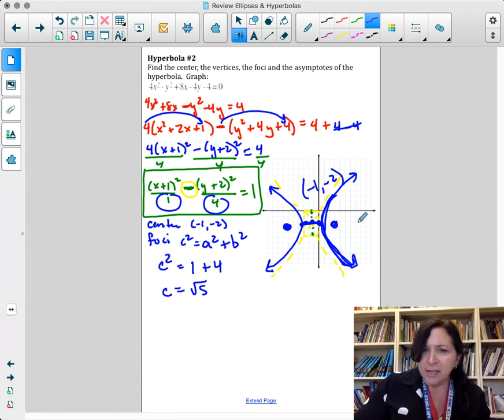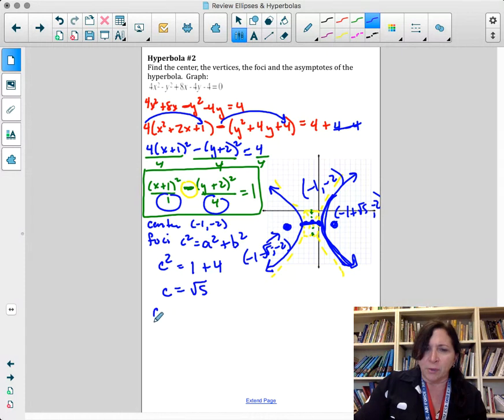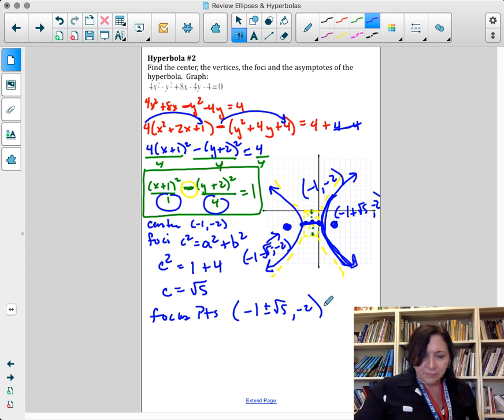So this point here is going to be negative 1 plus the square root of 5, comma, negative 2. And this point right here will be negative 1 minus the square root of 5, comma, negative 2. So if I wanted to write those out, my focus points would be negative 1 plus or minus the square root of 5, comma, negative 2.